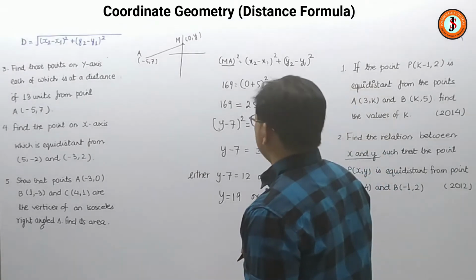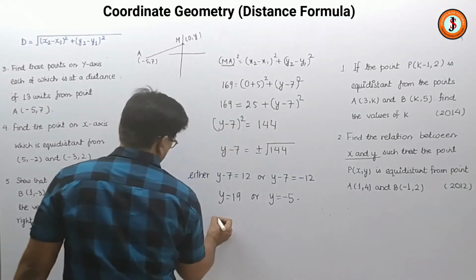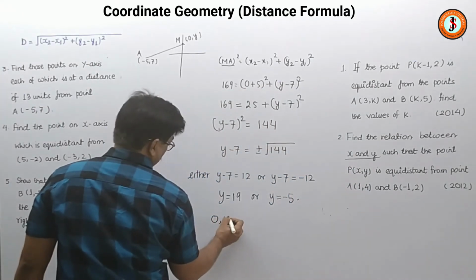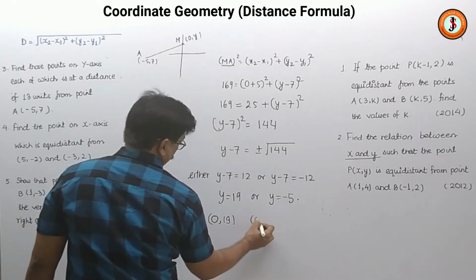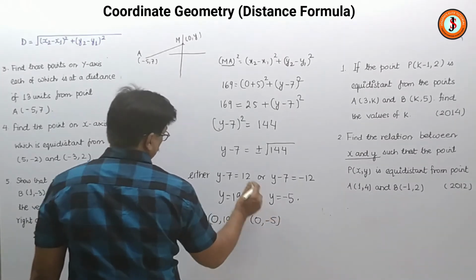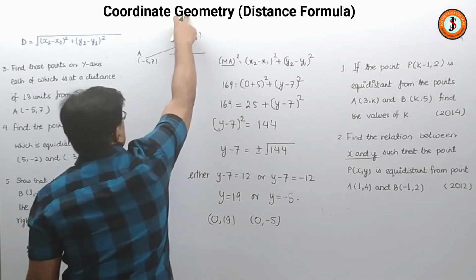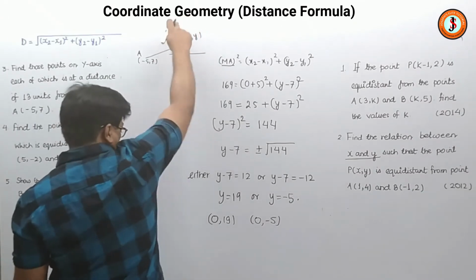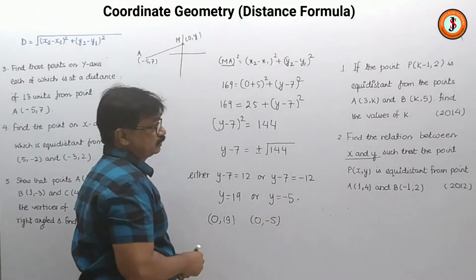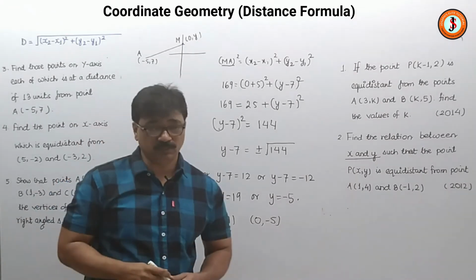So the coordinate will be 0, 19 or 0, minus 5. That means this point will be either on the top above the x-axis, or it can be below the x-axis at a distance of 13 units.